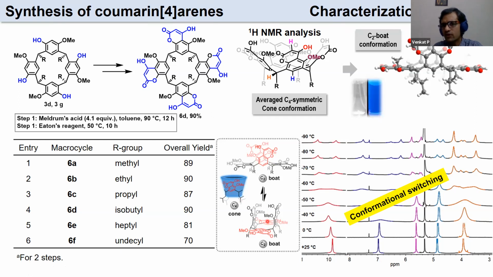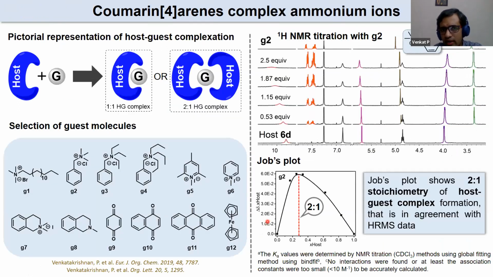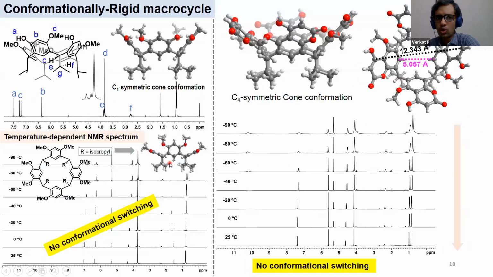Okay, so this conformational switching aspect is quite advantageous in the sense that you will be able to put various molecules into the cavity of the macrocycle and then look at their molecular recognition. We tried various guests here, and what we find is that mainly ammonium cations are selectively captured by these macrocycles in a ratio of 2:1. So you have two host molecules capturing the guest, which is often the ammonium ion.